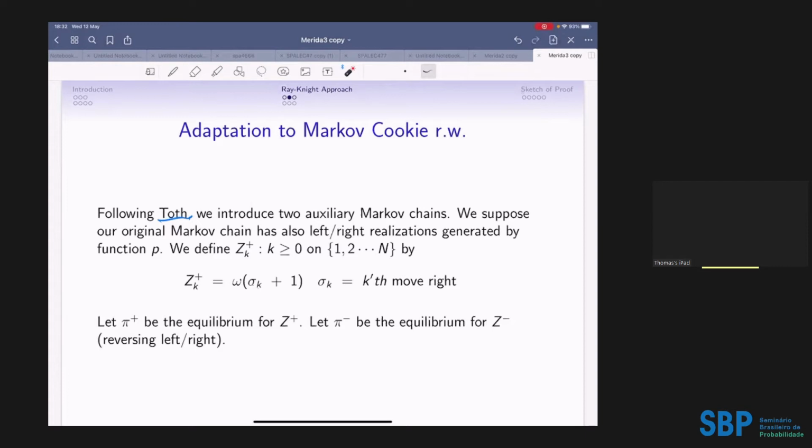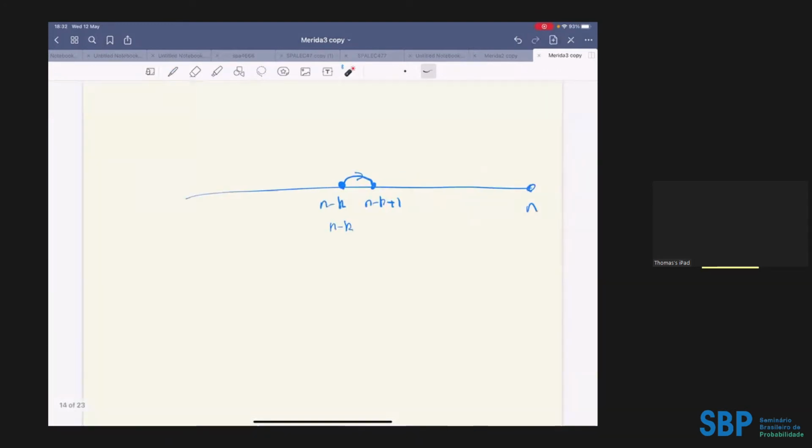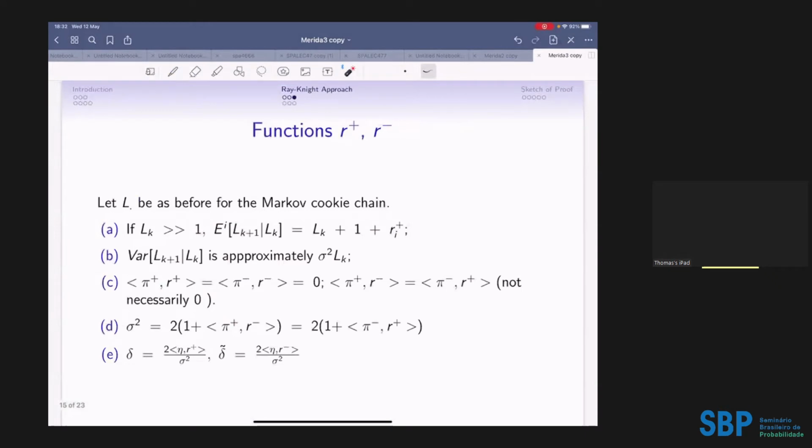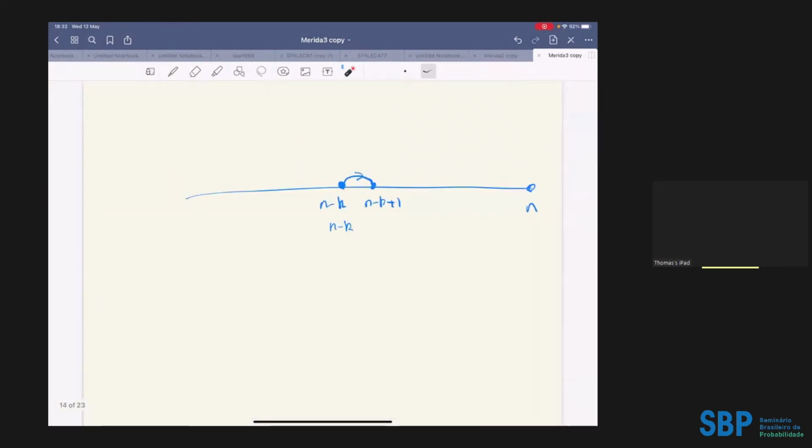And we can do the same if we start looking at the Markov chain one move after it's moved to the left for the kth time. We have two distinct Markov chains here, which obviously are related to the original Markov chain, but they're different. Now, what I want to do is use this to talk about the functions r plus and r minus, which are going to be very important for this talk.